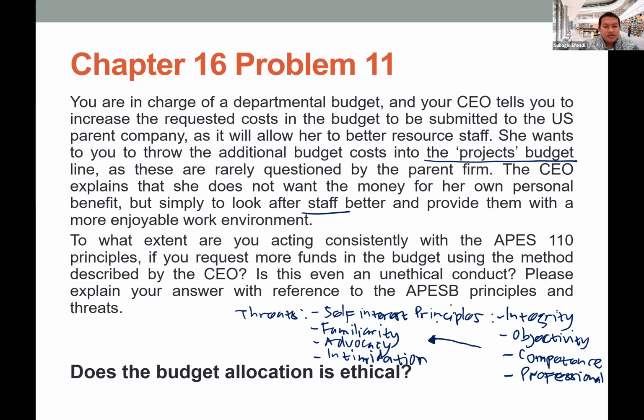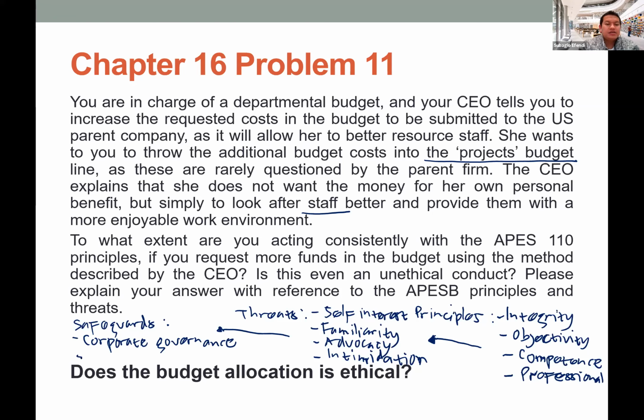Lastly, let's identify the safeguards. What kind of safeguards could we propose in this case to minimize the risk of these threats? I think the first one should be corporate governance. The check and balance system should be strengthened to prevent any problems or mistakes in the budget proposals. So corporate governance is crucial.